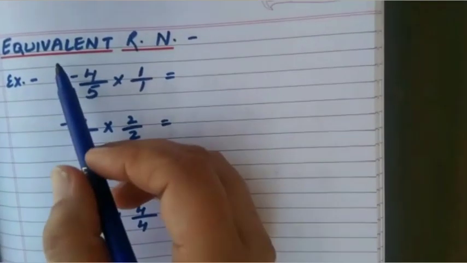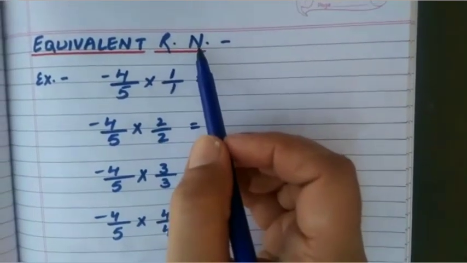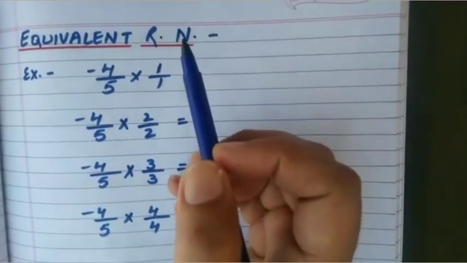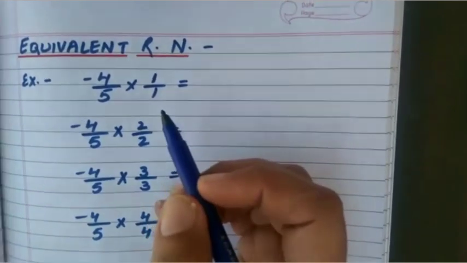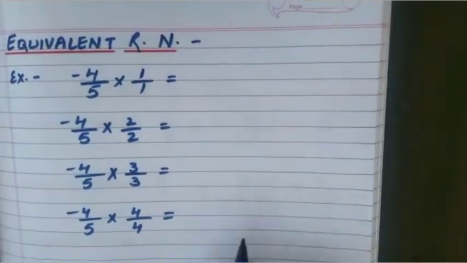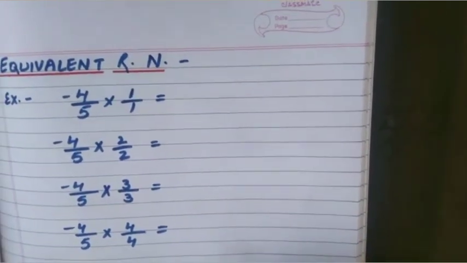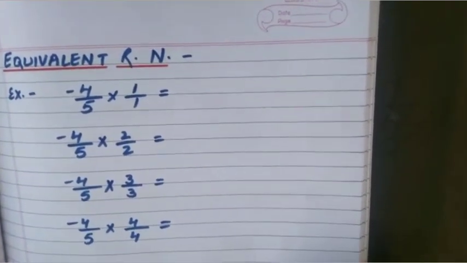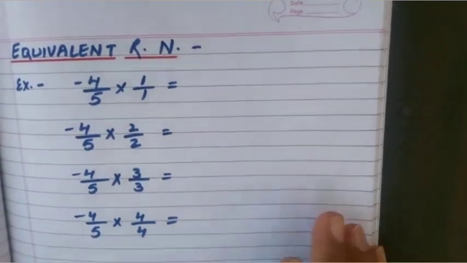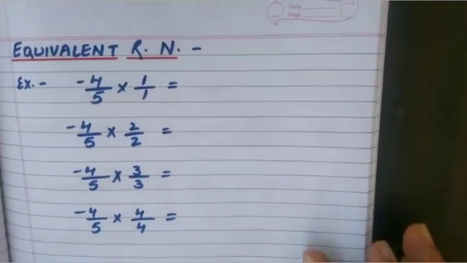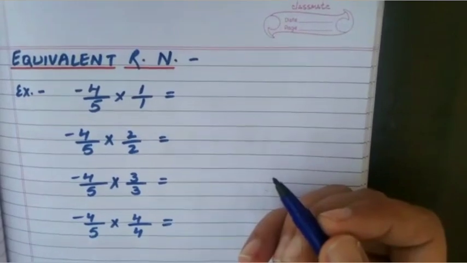Now next is equivalent rational numbers. So here I am going to explain to you how to find equivalent rational numbers. Equivalent rational numbers are those rational numbers which, when we convert them into the lowest or simplest form, their value remains the same. So that means equal rational numbers. In simplest words, you can see it as equivalent rational numbers.